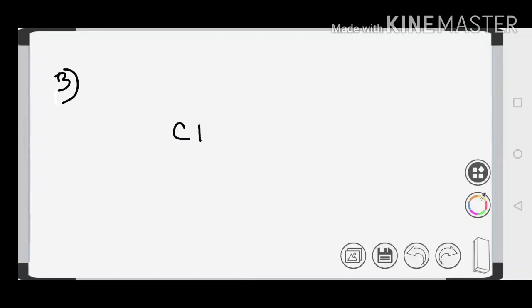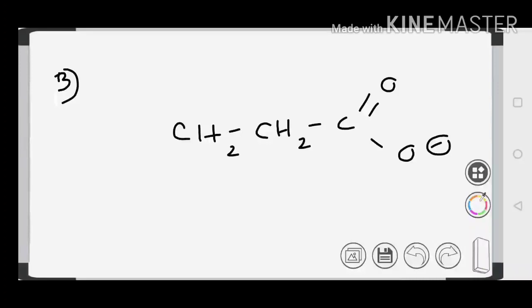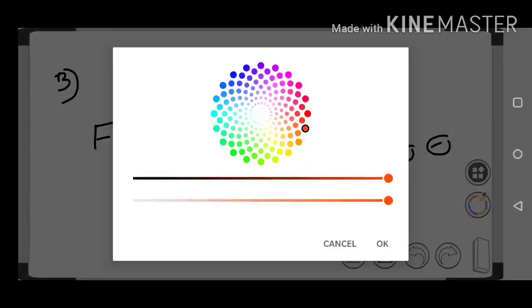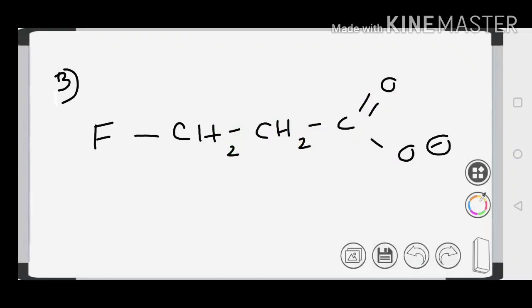Here we are drawing option B, that is CH2 single bond CH2. On one side we have the C double bond O, C single bond O minus, because we are talking about the conjugate base. On the other side we have fluorine, the most electronegative atom, which will always drag the electron to its side with the help of its strong minus I effect.